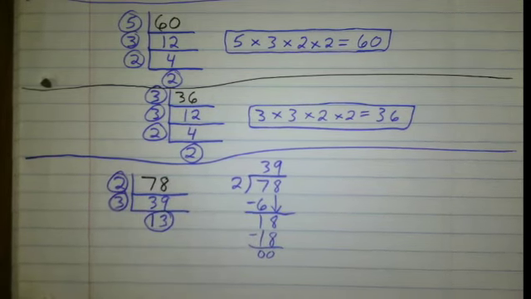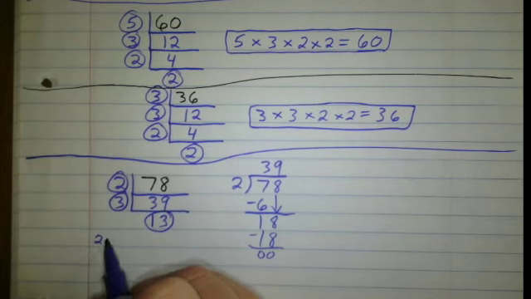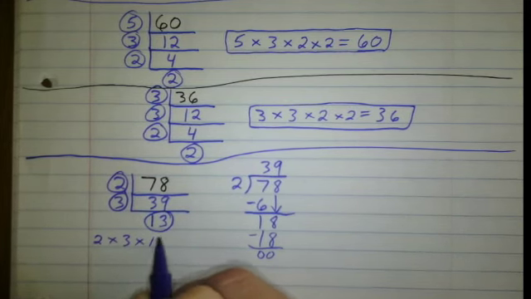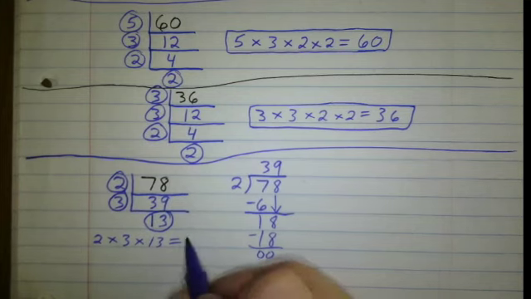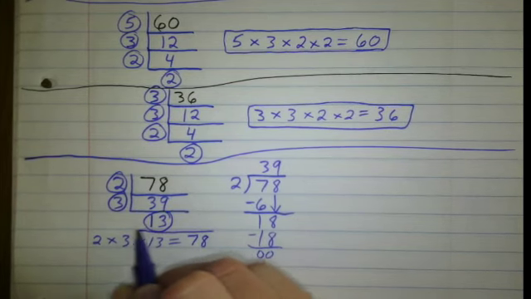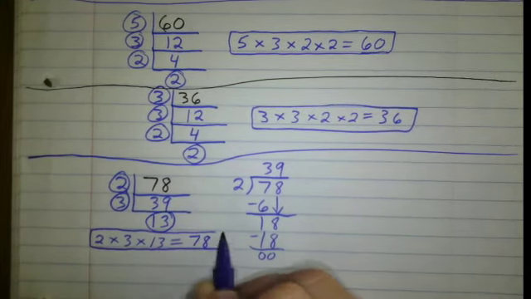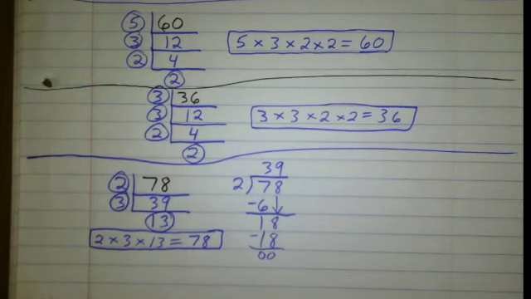So how would I write 78? You could write it as 2 times 3 times 13 equals 78. And you're going to box all of that in for its product of its prime factors.